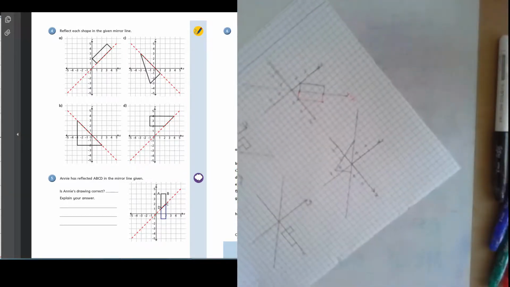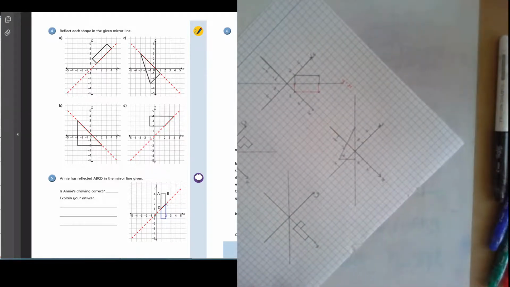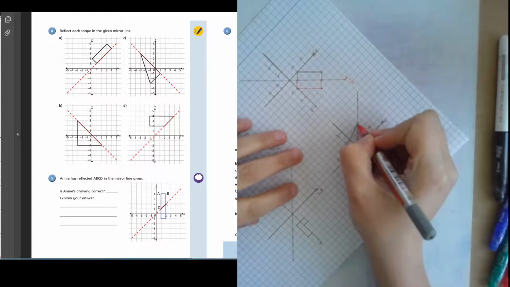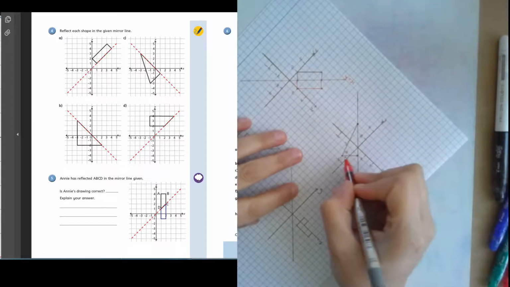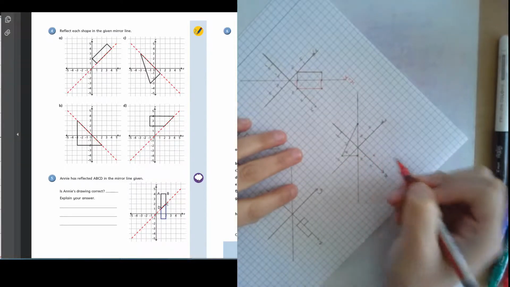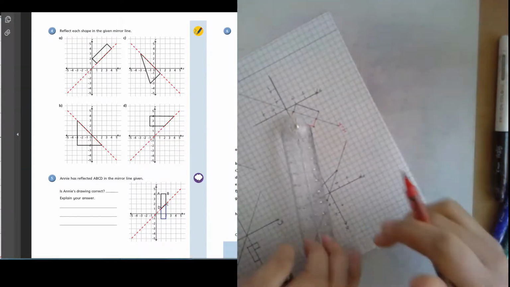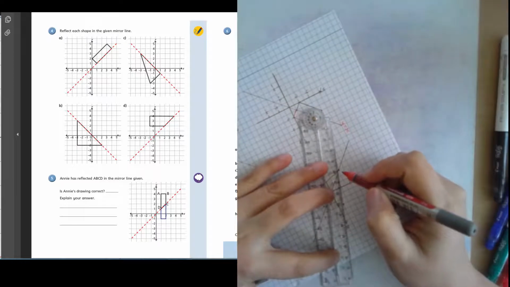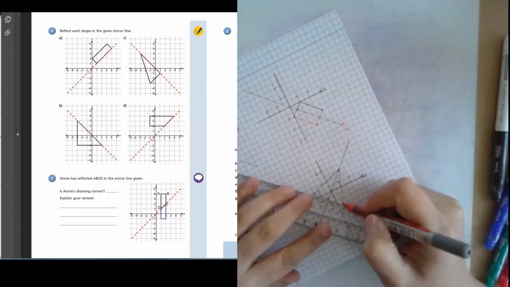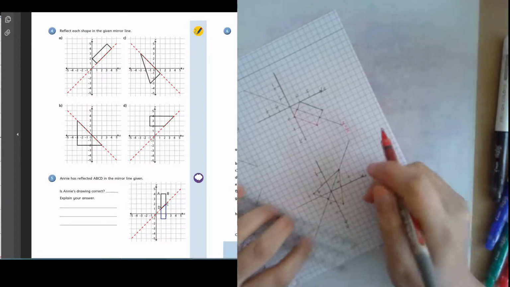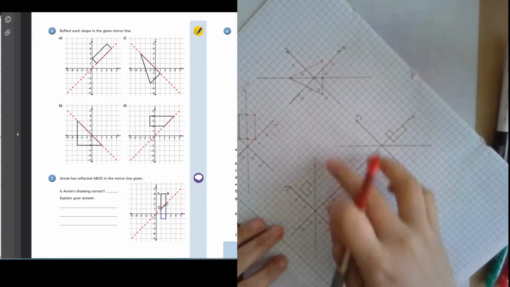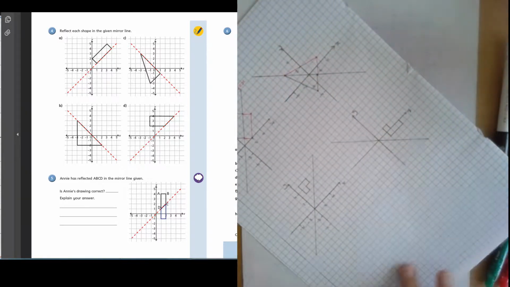For the second one, I am going to just move it that way, so I'm able to look at it. So this point will stay where it is, this point will stay where it is. This point is 2 diagonal away from there, so I'm going to have 2 diagonal there. Okay, let's draw that line. Okay, there's that one.